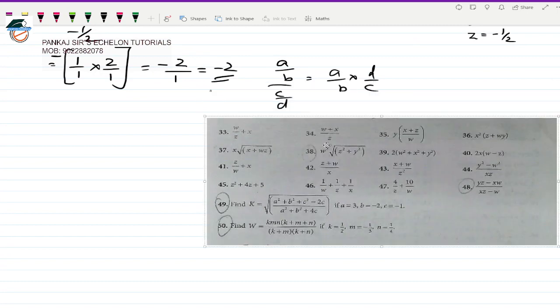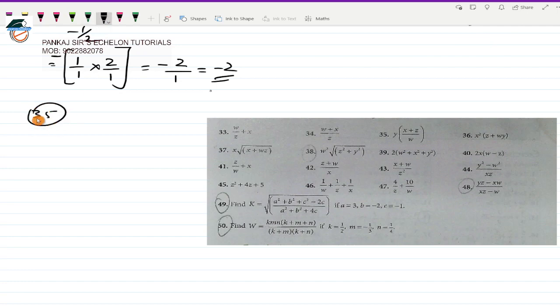So question number 35. Now, let me erase this. Okay, so question number 35 says y times the bracket x plus z upon w. Okay, so first let us plug in the values.